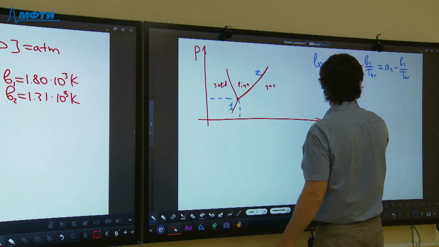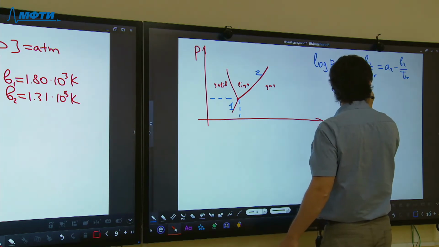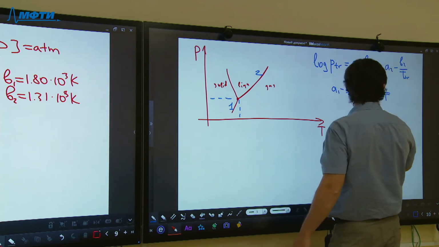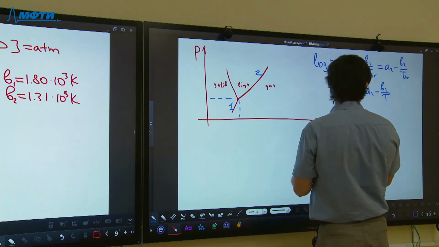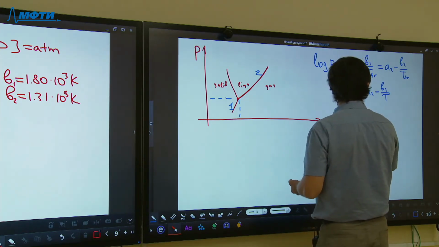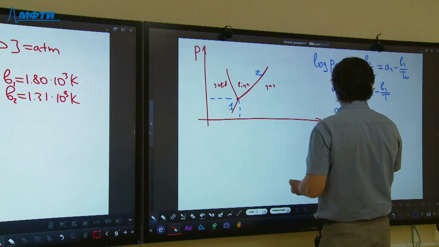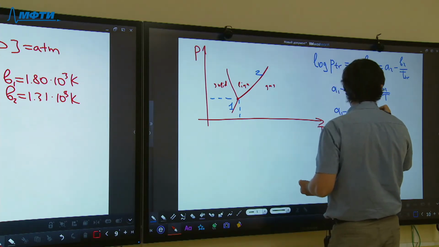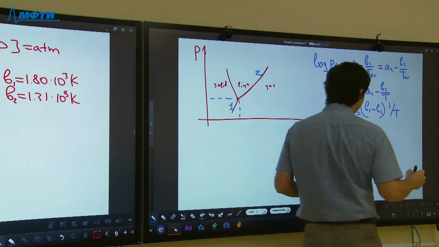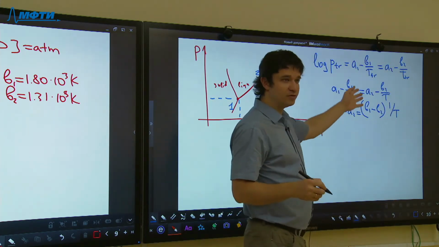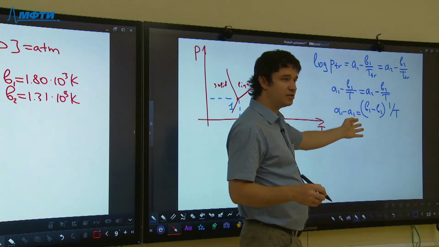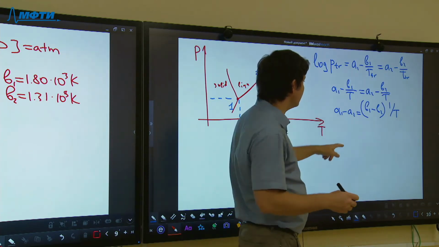So I have A1 minus B1 over T equals A2 minus B2 over T. I need to somehow collect T's on one side and A's on the other side. So I can write that A1 minus A2 equals B1 minus B2 times the reciprocal temperature. This is not higher mathematics, so it's something convenient for you.